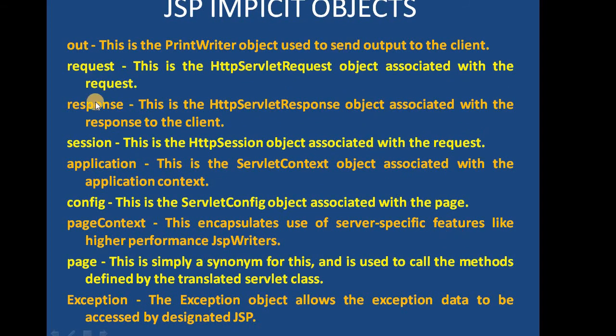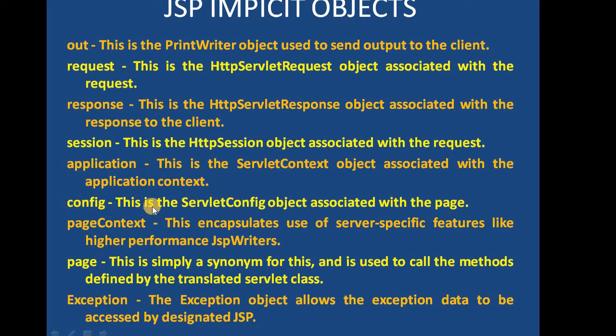Let's see what the JSP implicit objects are. One is the out object, which is used as a PrintWriter object and used to send output to the client. Next is the request object, which is similar to the HttpServletRequest object and associated with the client request. The response object is used to send the response to the client. The session object is used to maintain the session and share data from one page to another. The application object is used to manage the application context.